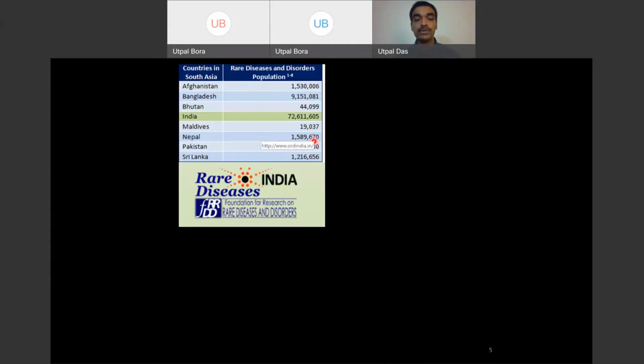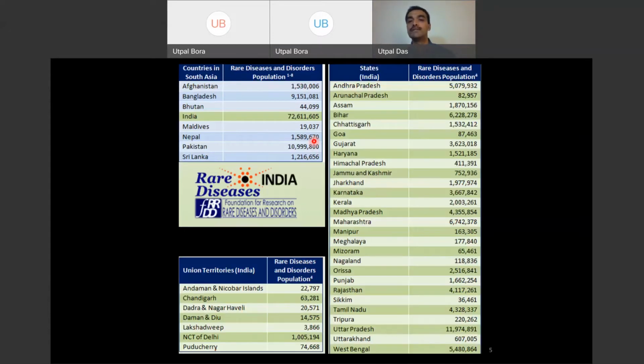Let's split it further and look at the statistics state-wise. Look at the states like Andhra and Gujarat and Maharashtra and UP and West Bengal as well. We have like 5 million people, and Assam, we are not lagging behind. Almost 2 million people, basically, are suffering from some kind of rare disease.